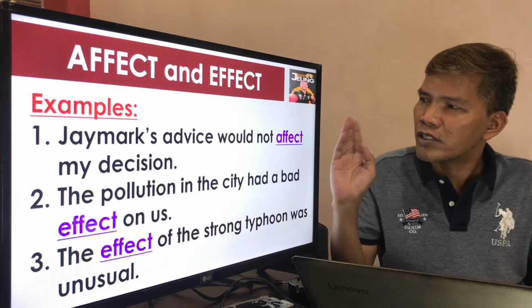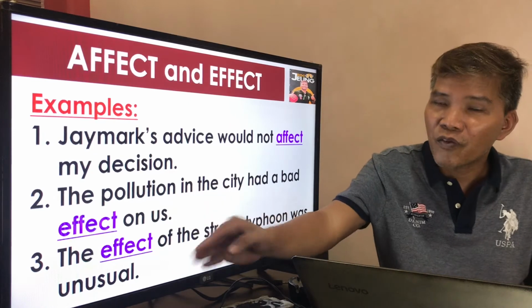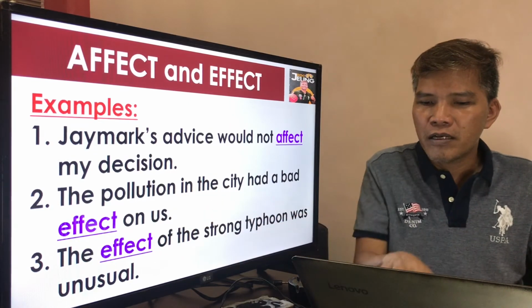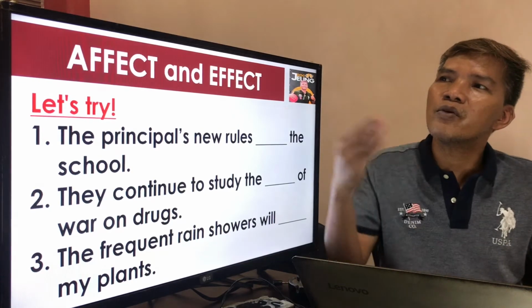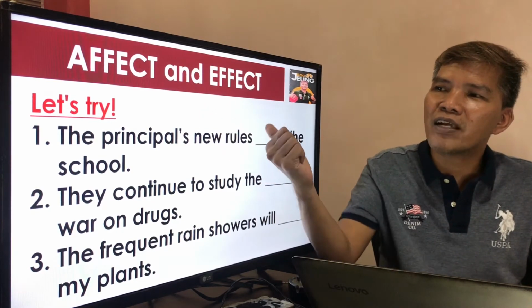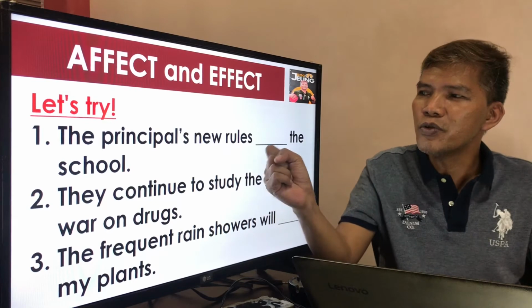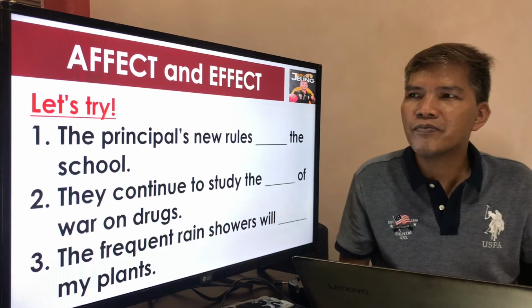So affect, effect, effect. Okay, let's try this. What is the correct answer between affect and effect? The principal's new rules blank the school.